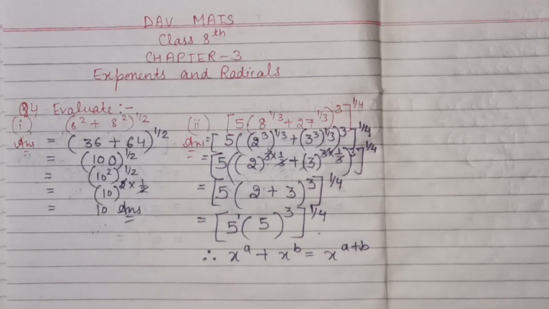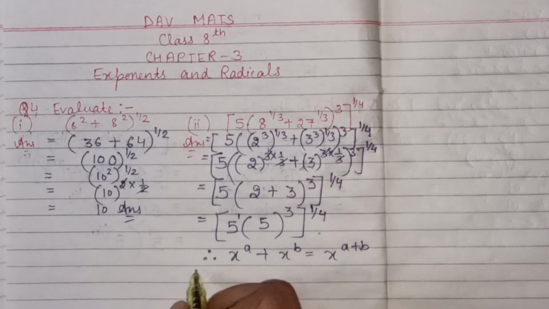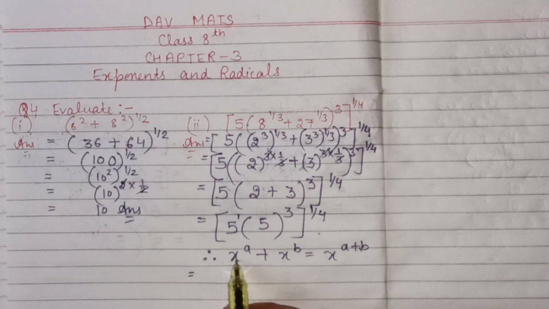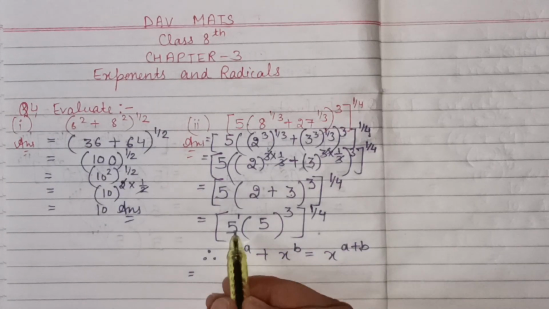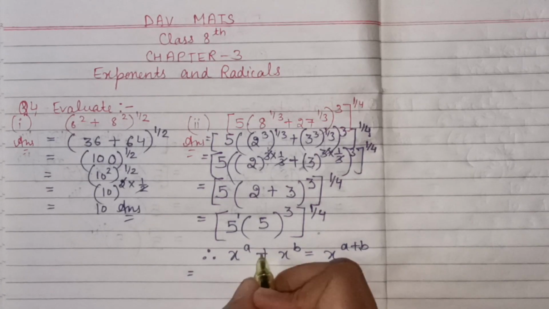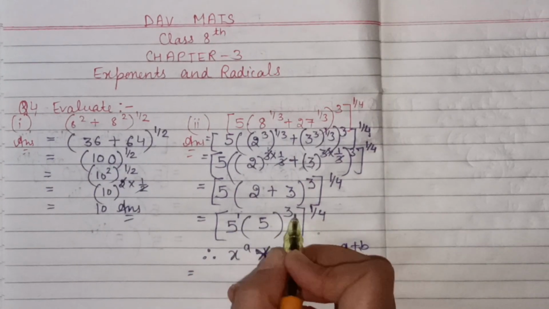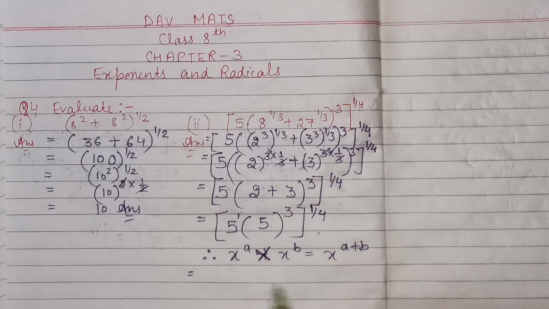And here we know that x raised to power a times x raised to power b is equal to x raised to power a plus b. So from here, the base is same, x, 5, the base is same and the exponents are different. Here this is multiplication. X raised to power a multiplied by x raised to power b, then we can add them.